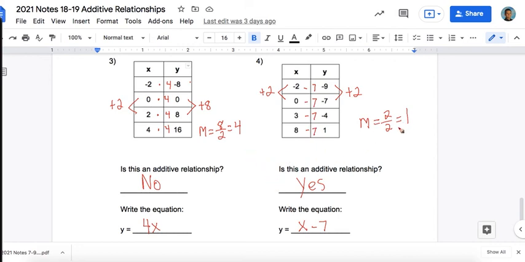Okay, so remember, when you have a slope of 1, there's a good chance it's going to be an additive relationship, because the only time it wouldn't be is if the graph went through the origin. And if it went through the origin with a slope of 1, then it would just be y equals x, because all the x's and y's would be the same value.